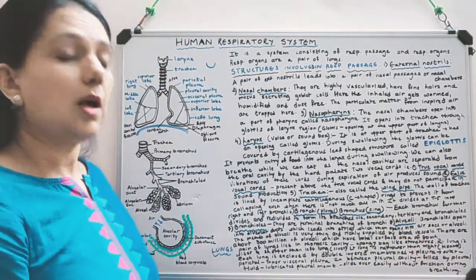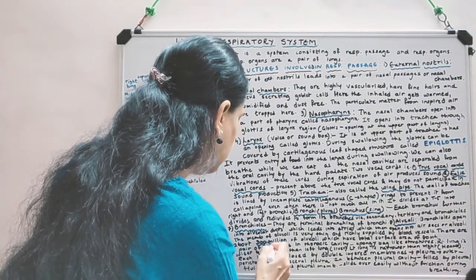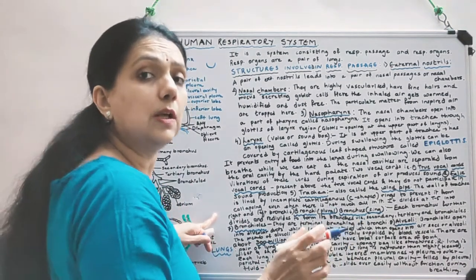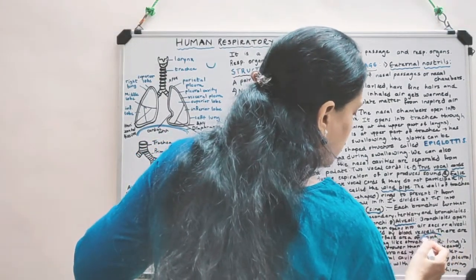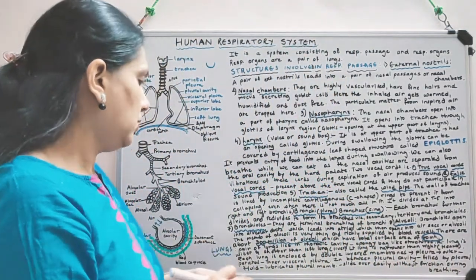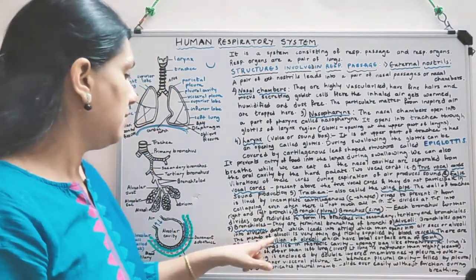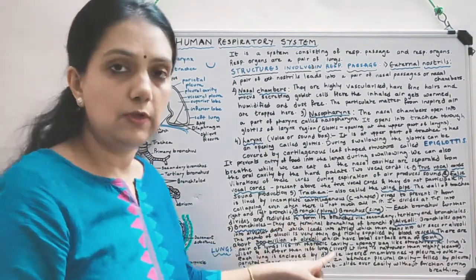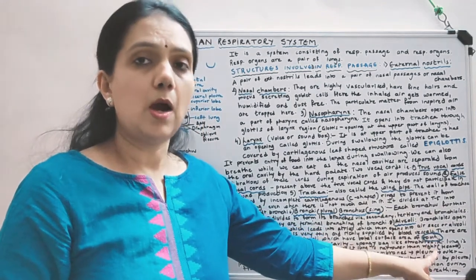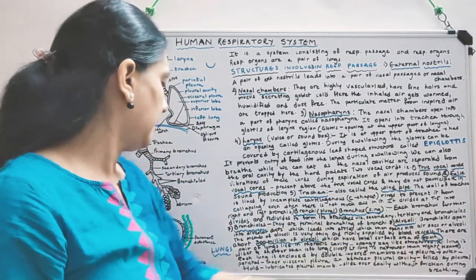Now there are about 300 million alveoli, and the total surface amounts to about 80 meters square. So on an average there are 300 million alveoli, and their surface area amounts to about 80 meters square.